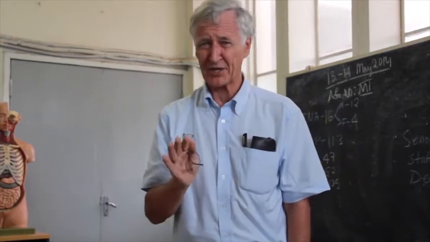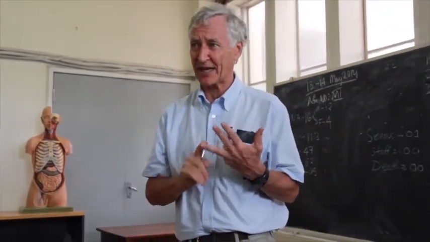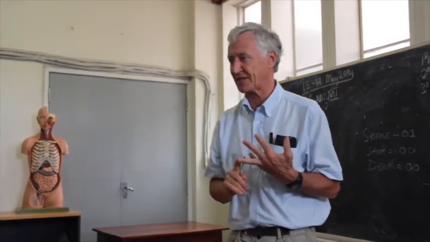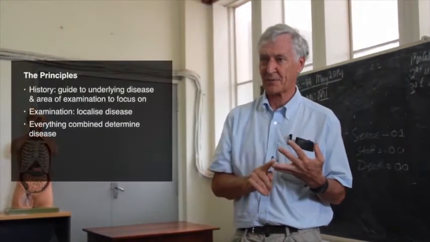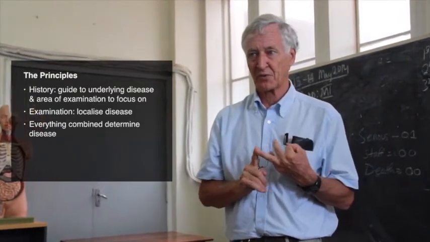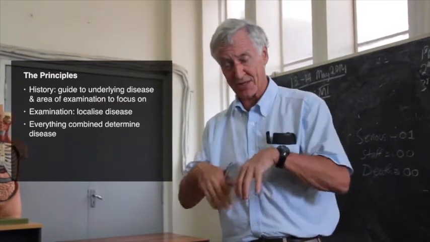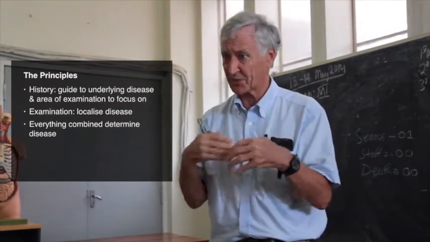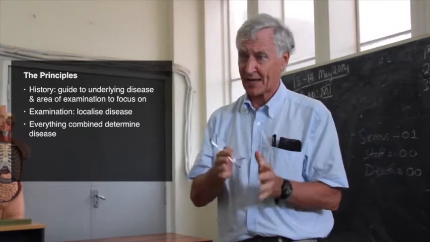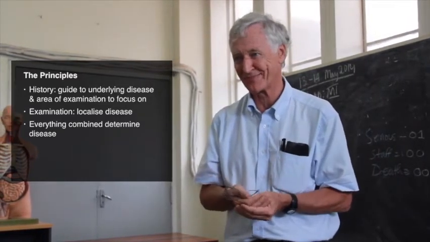But there is something particular in the nervous system in that the history and the examination together often localize the site of the disease. That's probably the most important point I'm going to mention this morning. In other words, you're always using the history and the examination to help you to localize where the disease is arising. And it's from that point that we begin to think about what might cause it.